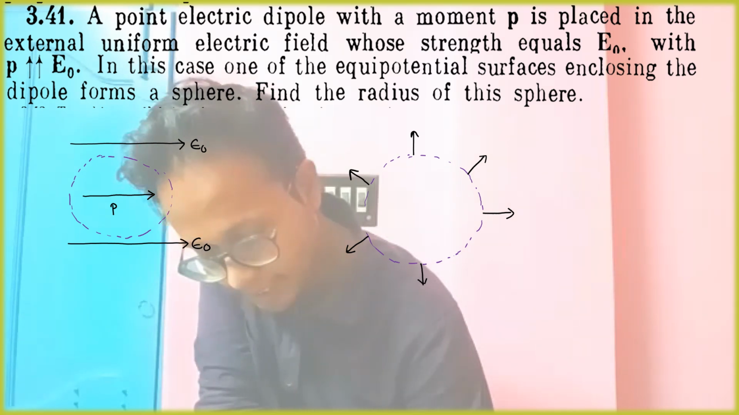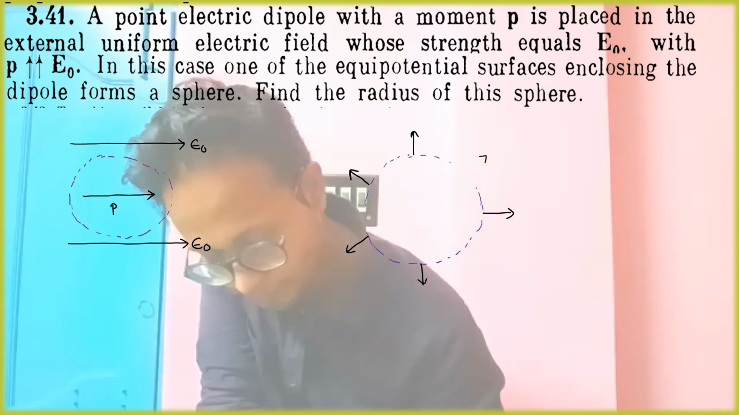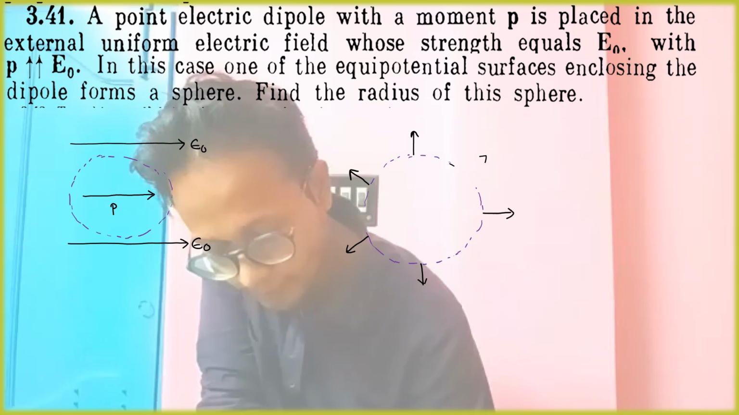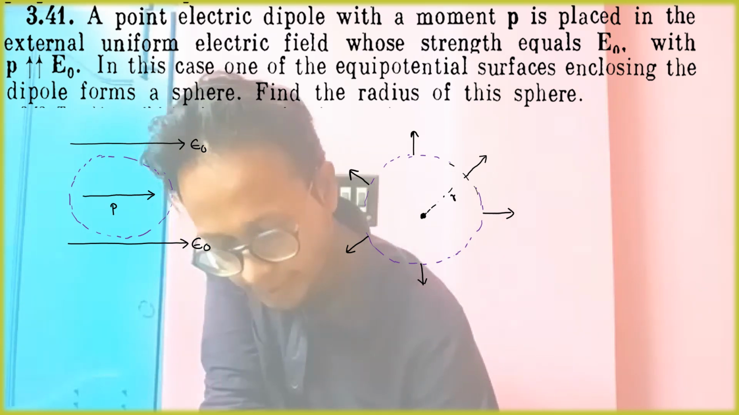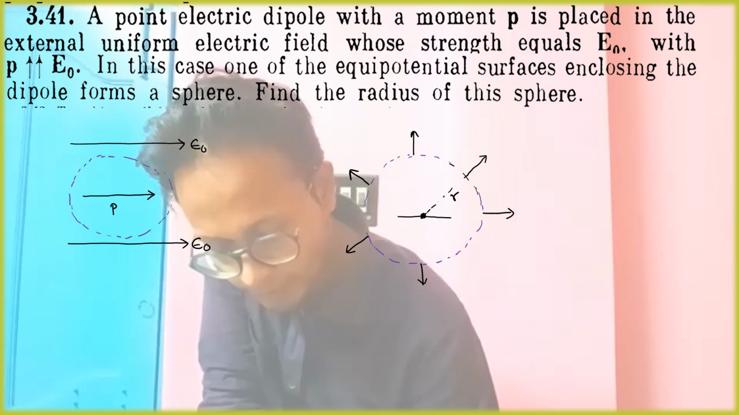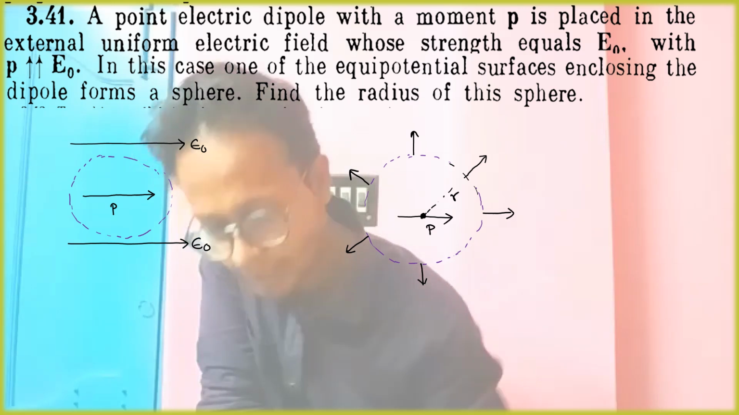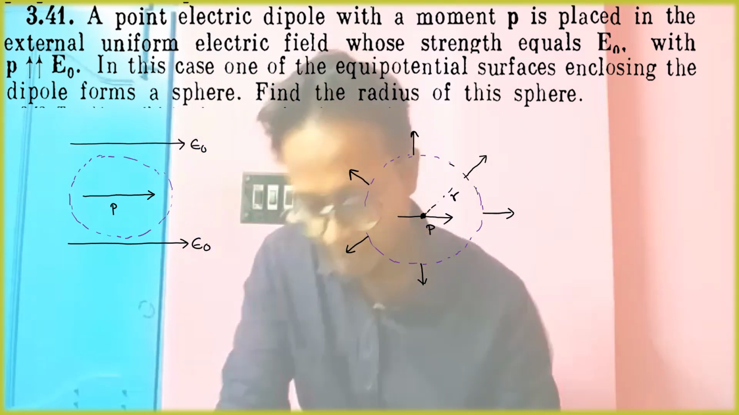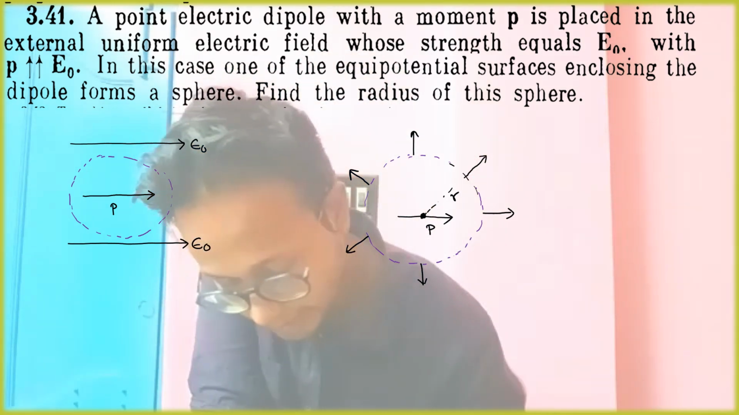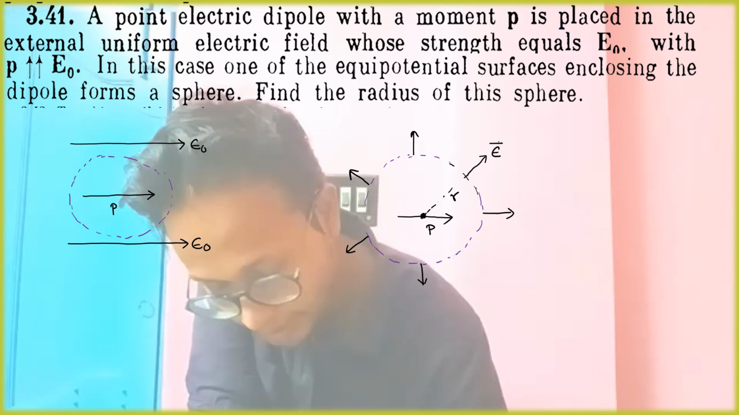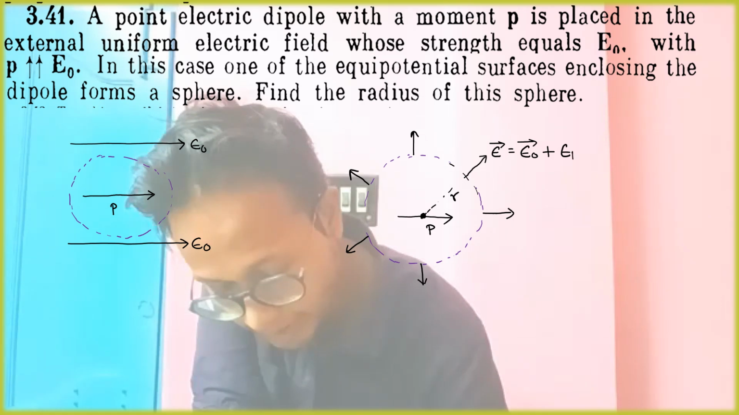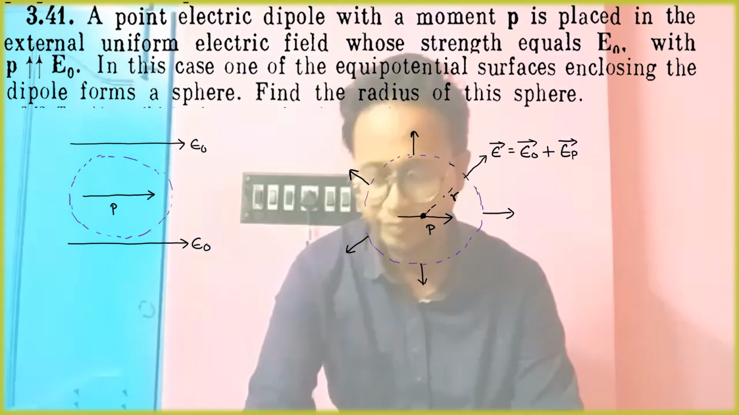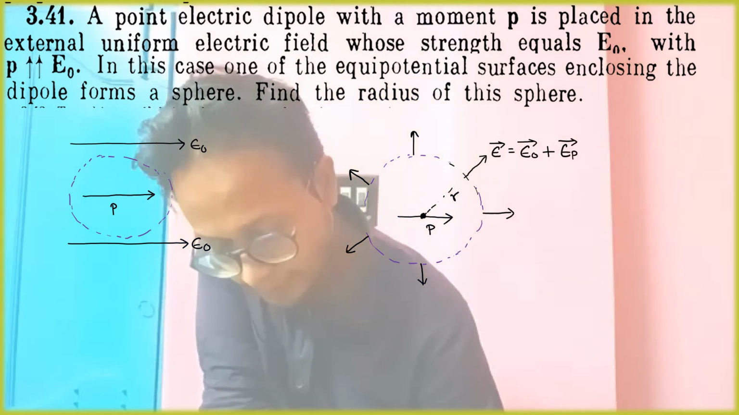Now, if I extend this line, this was the field line, if I extend this line, it will meet at the center of the sphere. Let this be R, and at the center of the sphere, a dipole of dipole moment P is kept. This total electric field is generated due to a combination of the external electric field plus the electric field generated due to a dipole. Let this angle be theta.